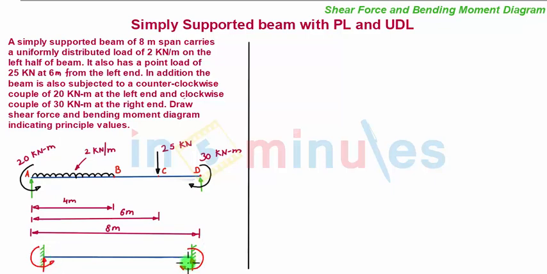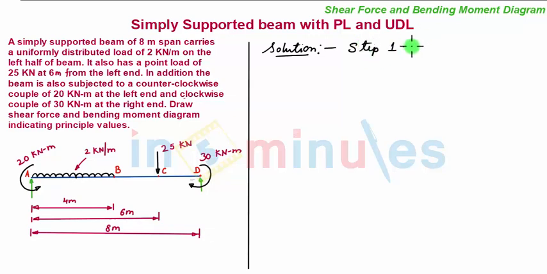Now since there are four unknowns, we would require at the minimum 3 equations to find the 4 unknowns. Since we can make use of only 2 static equilibrium equations, in the problem they have already given the 2 couples acting at the supports. The only thing which we have to find out is the 2 vertical support reactions. Our first step is to find the support reactions. There are only 2 vertical support reactions, so let us name them VA and VD.